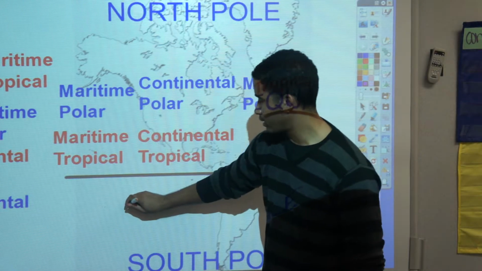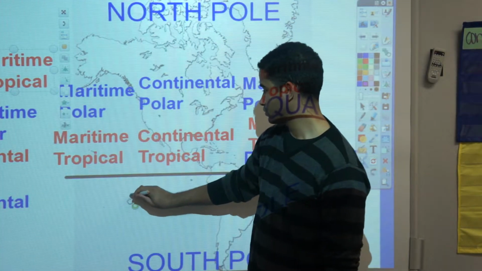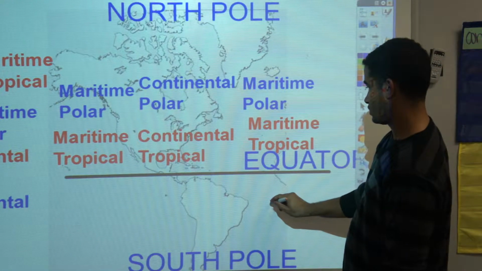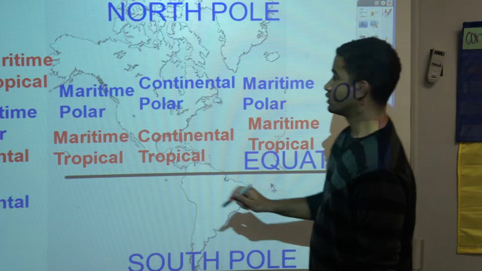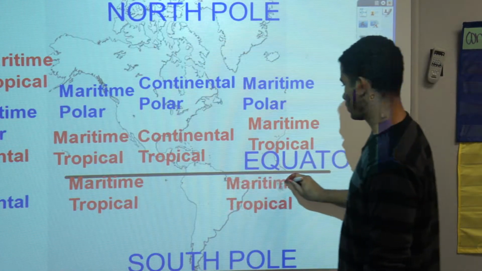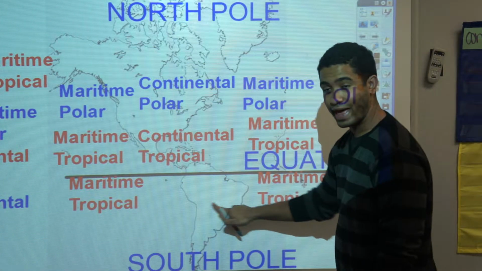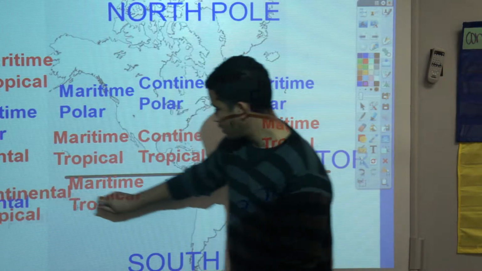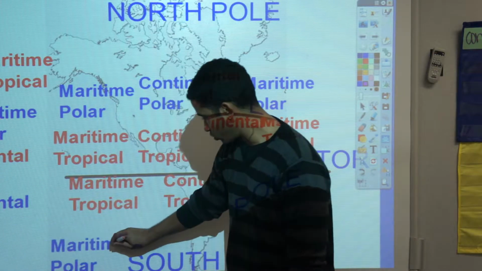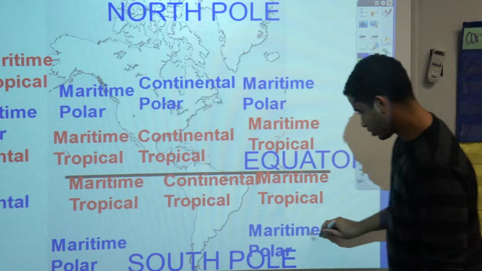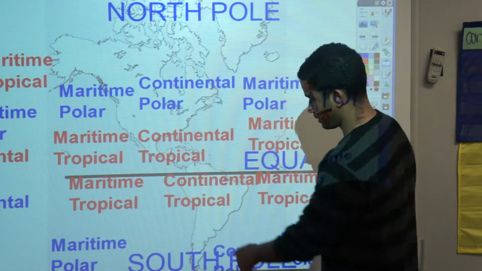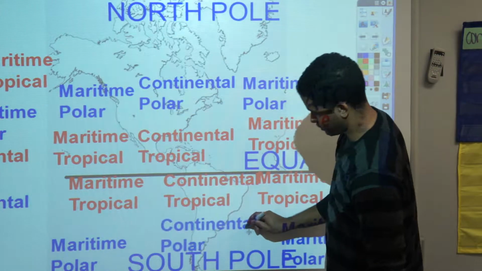So tropical, maritime tropical. Gotta move the whole map. Okay. So maritime tropical, right there. Maritime tropical, right here. Continental will be right here with the Amazon, Brazil. Continental tropical. And then our maritime polar way down here. And then our continental polar is going to be the southern tip of South America.